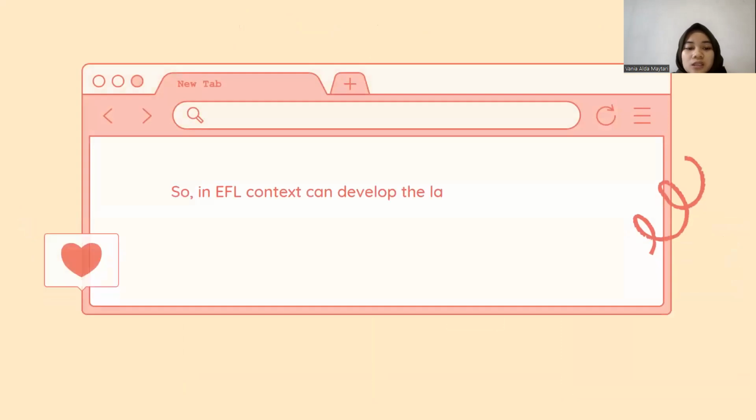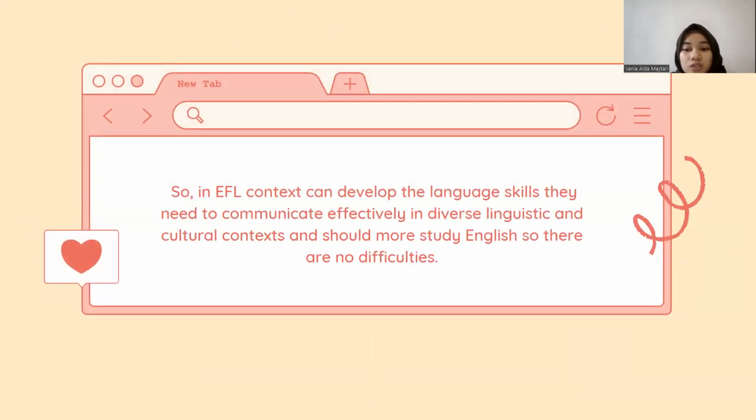So in the EFL context, learners can develop the language skills they need to communicate effectively in diverse linguistic and cultural contexts, and they should study English more so that there are no difficulties.